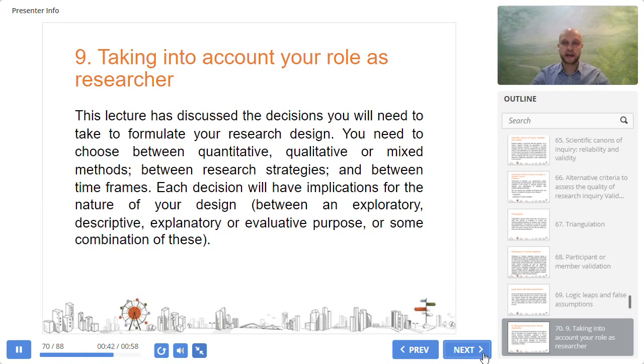Each decision also has implications for the ways in which you seek to establish a quality research design that is ethical. As you have heard through this lecture, you have probably been evaluating each of these decisions in relation to practical constraints as well as personal preferences.